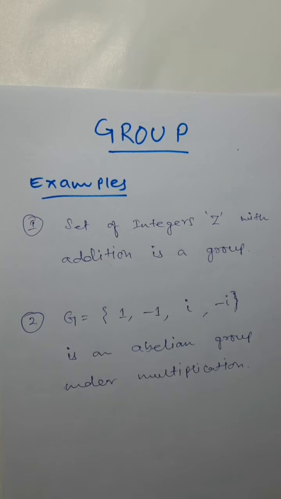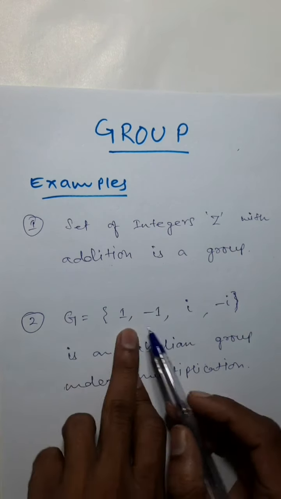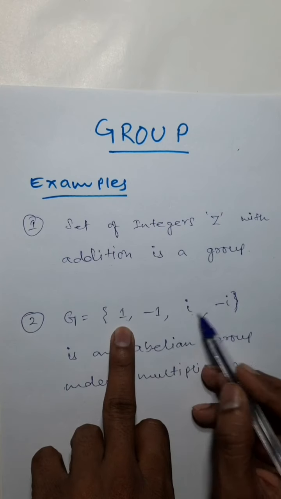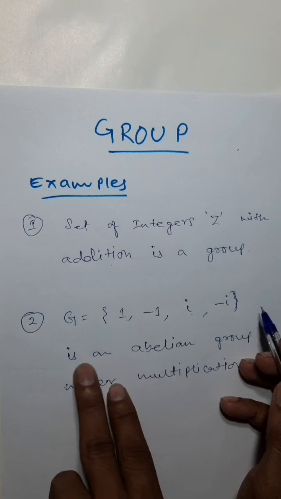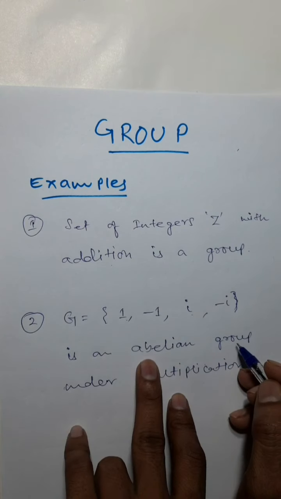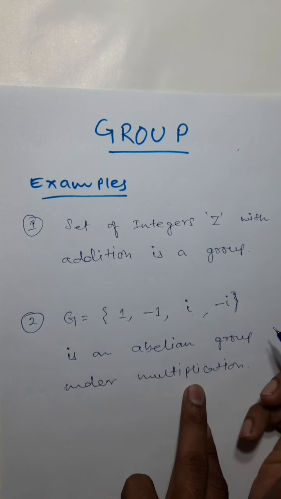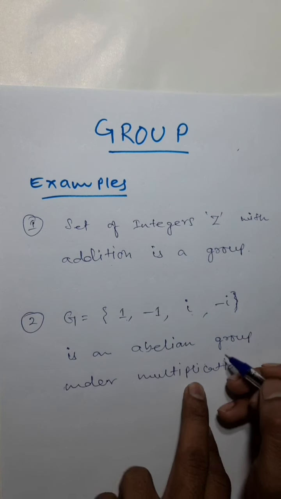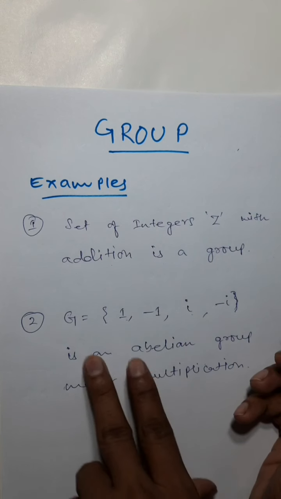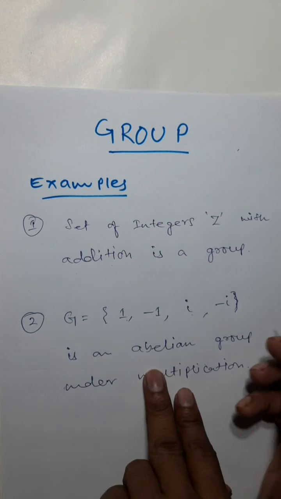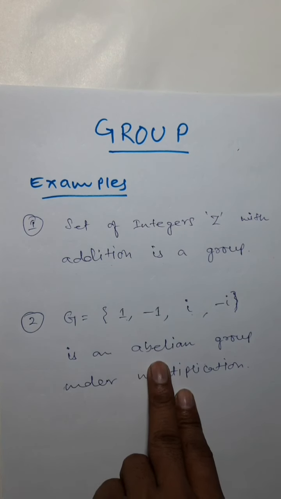Now look at another example. What is given here? Let G be a set of elements. 4 elements are there: 1, minus 1, i, minus i. This is an abelian group. This set will form an abelian group under the binary operation multiplication. So I'm going to show how this forms a group under multiplication. And this one is an abelian group. As I already said, abelian group means the commutative law must hold.